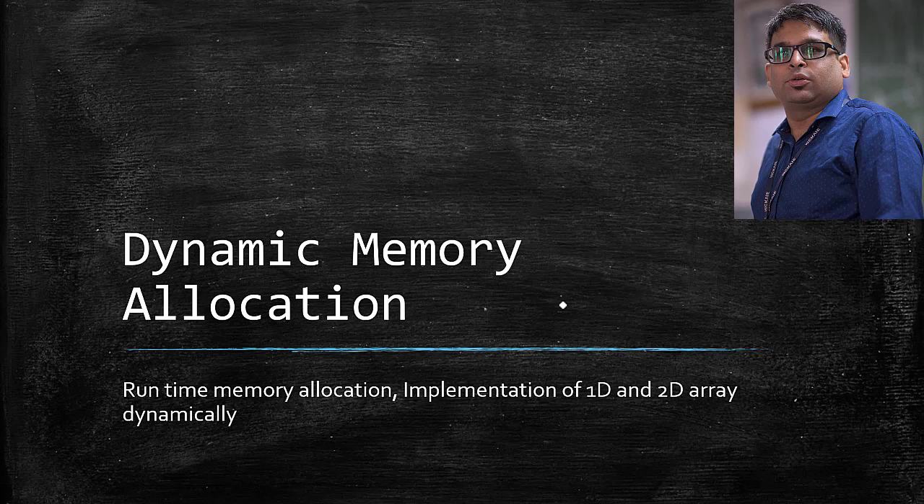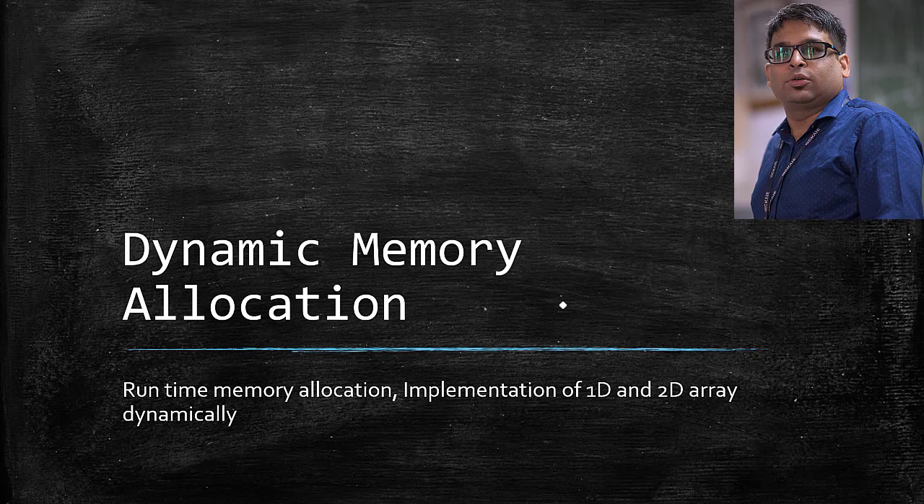Hello everyone, welcome to our lecture on dynamic memory allocation. In this lecture, we are going to discuss how we can allocate memory for variables at runtime. Implementation of 1D and 2D array dynamically means at runtime. Now, dynamic memory allocation basically means creating a memory space to store some value at runtime.